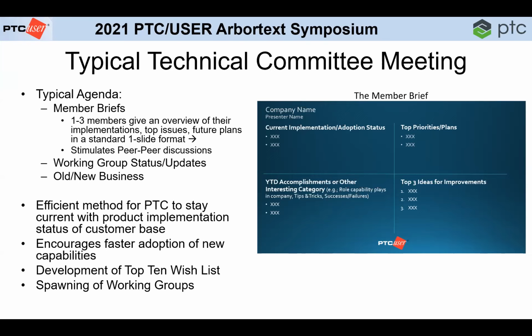And then of course we're always spawning new working groups. A working group is essentially a group of people who will meet around a specific topic. If there's a specific topic within, say, Arbortext Editor that a group of members want to discuss, we'll launch a working group specifically for that, and then we'll track that and provide progress back.